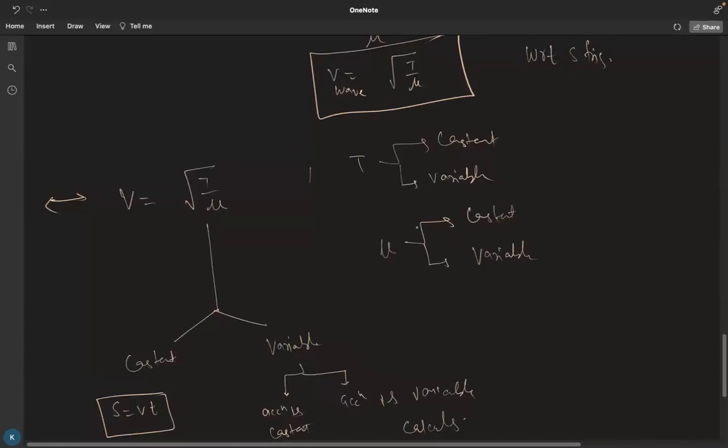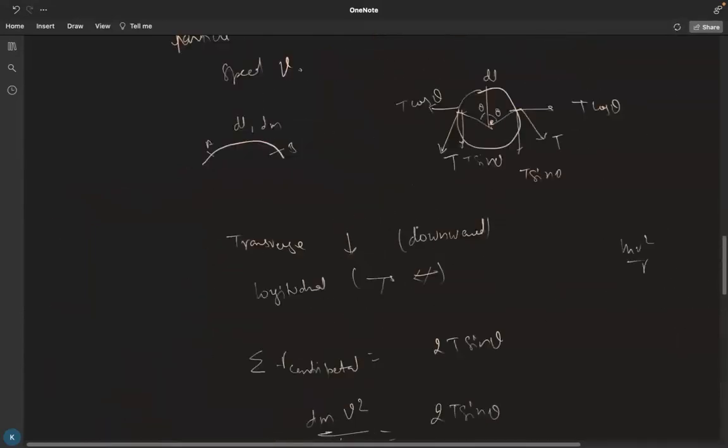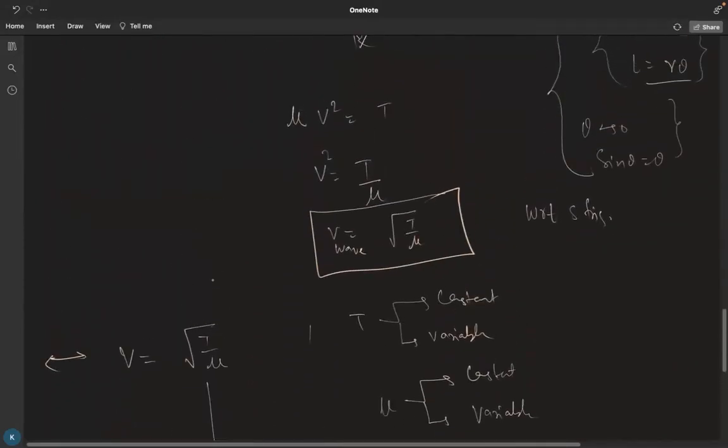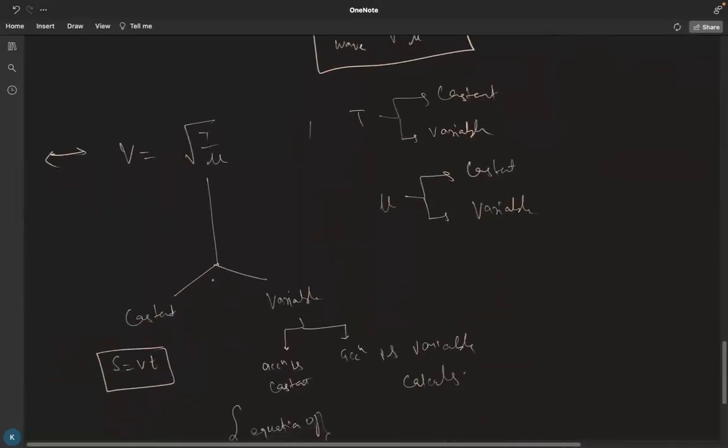What I'm telling you is we get a formula where the velocity of the wave is equal to root under T by mu, where T is the tension in the string and mu is the mass per unit length, or you can say the linear mass density of the string. Now we have some cases for when the velocity is constant and when the velocity is variable. Majorly there are two cases where the velocity is constant and two cases where the velocity is variable.